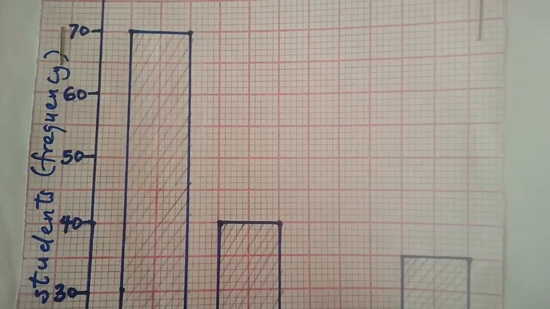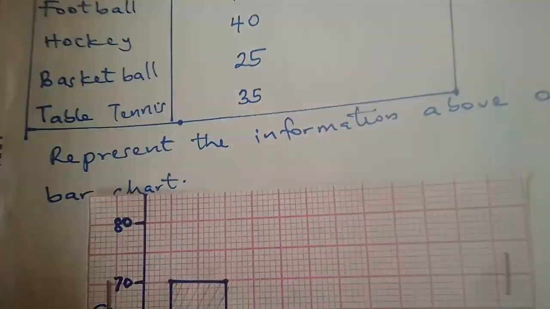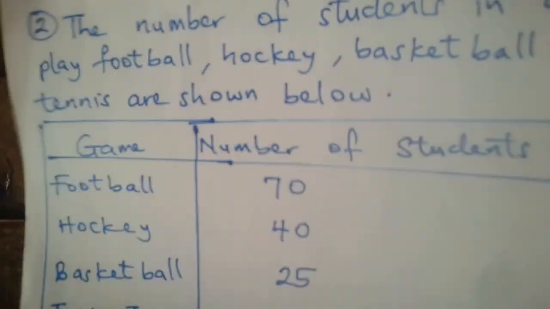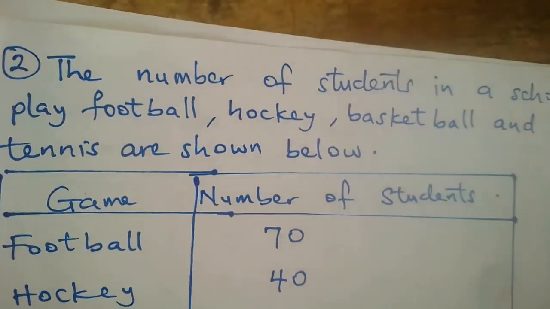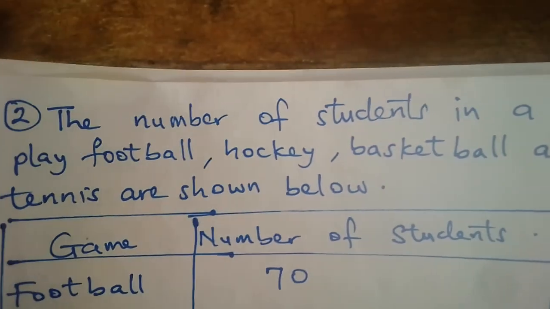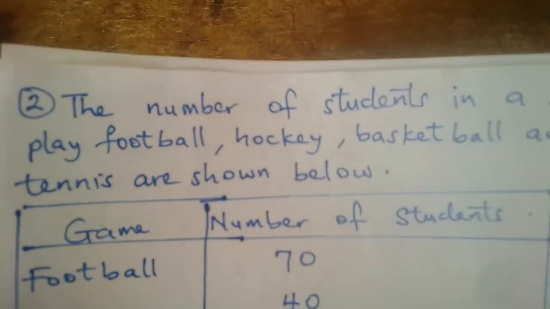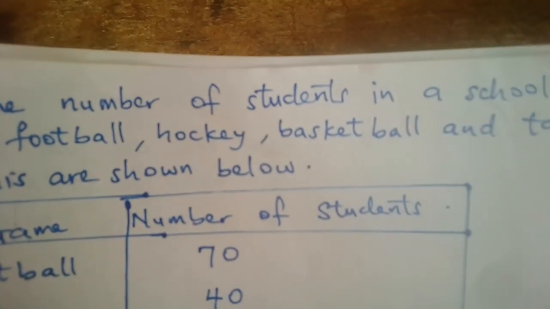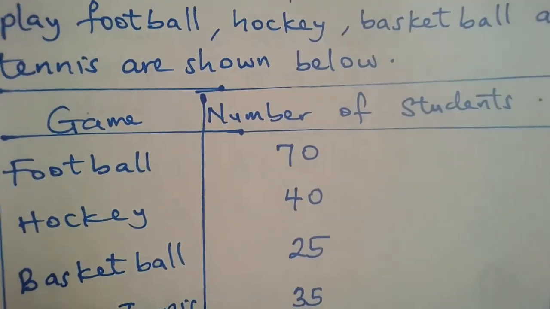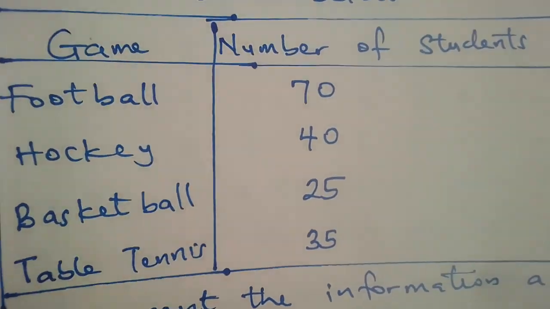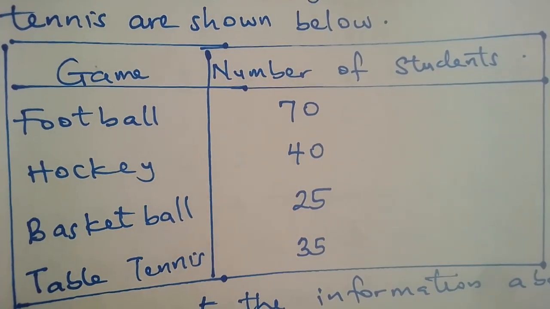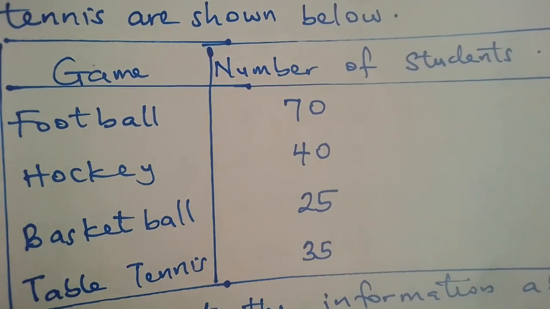Let's do another example. Before I give you something to practice, I want us to do another example. Now, in this example, the number of students in a school who play football, hockey, basketball, and table tennis are shown below. So this is a table containing the number of students in the school that are playing these different types of games.